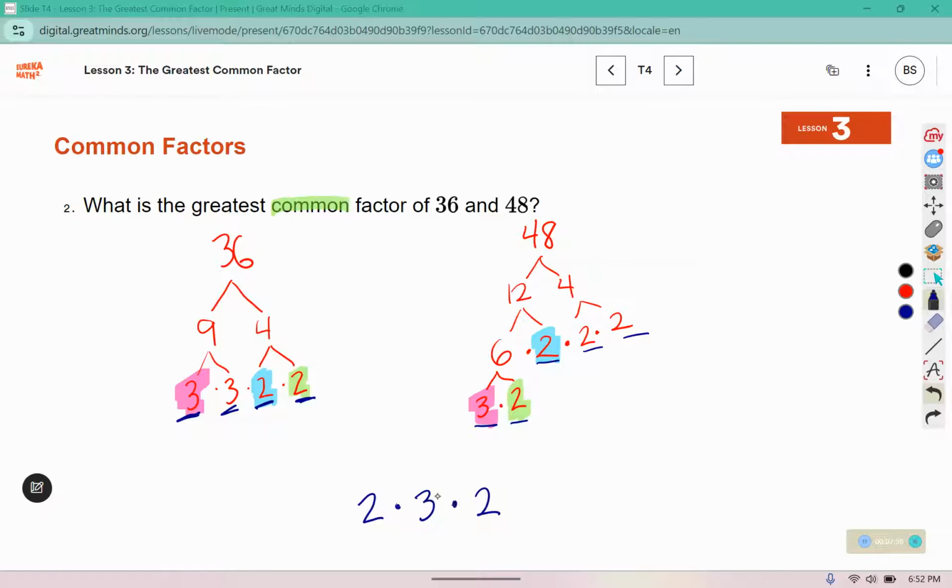To find their greatest common factor, we are going to multiply the numbers that were in both lists. 2 times 3 is 6. 6 times 2 is 12. So the greatest common factor here is 12.